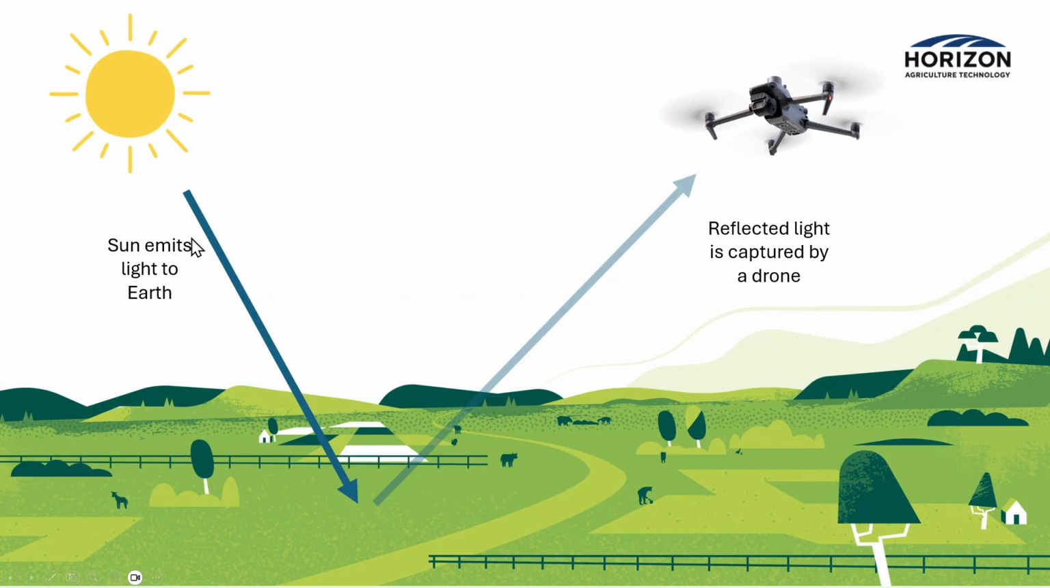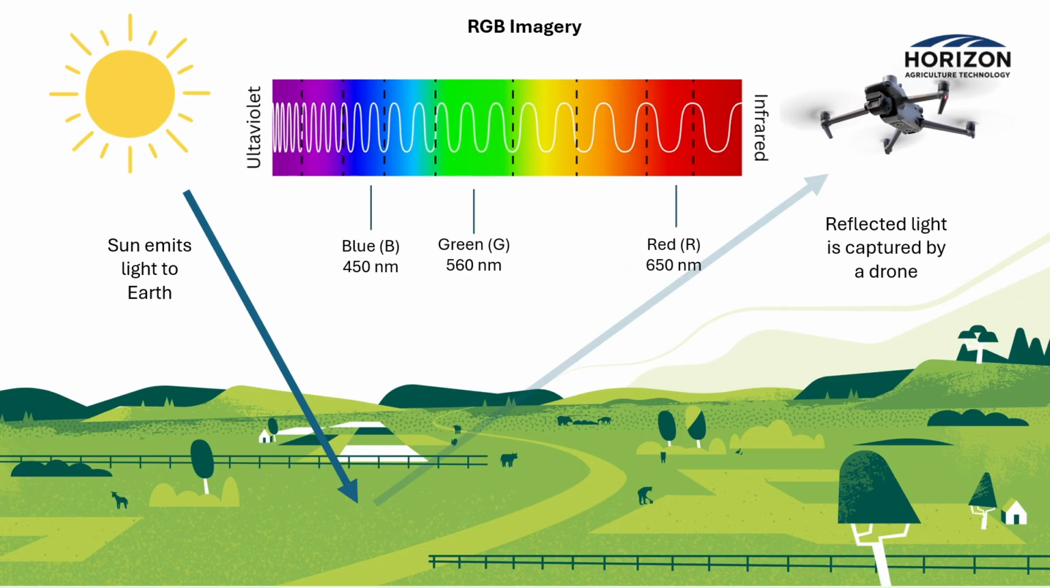So the sun emits electromagnetic radiation, or light, which comes through space down to hit Earth. Some of that light is absorbed by plants and the ground, and the rest is reflected back up. So when we put a drone up to collect images, we're actually measuring how much light is being reflected back up. When we talk about RGB, or red, green, blue data, we're actually talking about measuring the amount of red, green, and blue light that has been reflected back up to the drone.